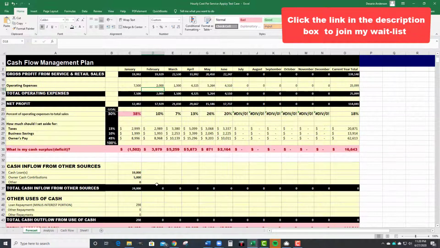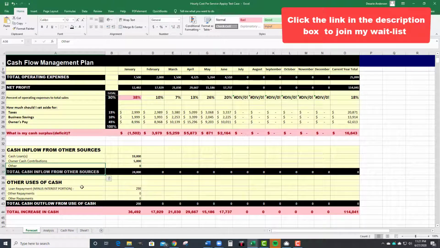Okay. Now, other cash flows, cash inflow from other sources. In this case, if you have a loan, you want to plug it in here. If you contributed money to the business, let's say you didn't have enough money in your operating account to pay your bills for that month, you may decide to contribute money into your business. So you're going to include that here. And then any other type of money that comes into the business. So your total cash inflow from other sources is $24,000. So this means that the business received $24,000 from something other than operations.